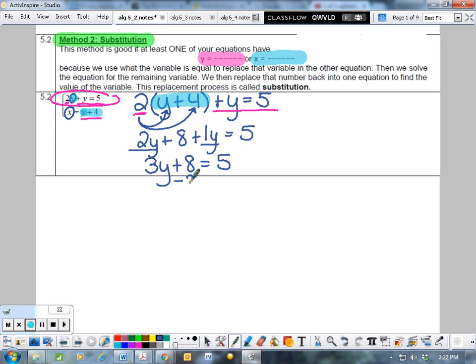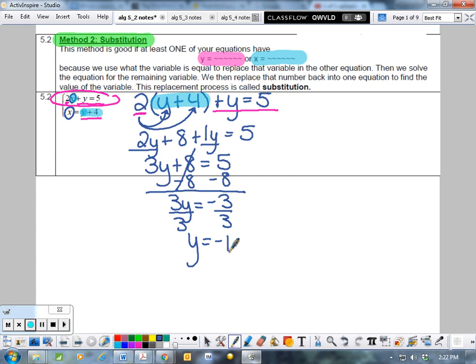I move the 8 to the other side by subtracting, because that turns this to 0. So now I have 3y equals, and 5 minus 8 is negative 3. I divide by 3 on both sides, and I get a y value of negative 1. And that is part of my solution, because remember, I'm looking at where these lines intersect. So this is the y value of where my lines intersect.